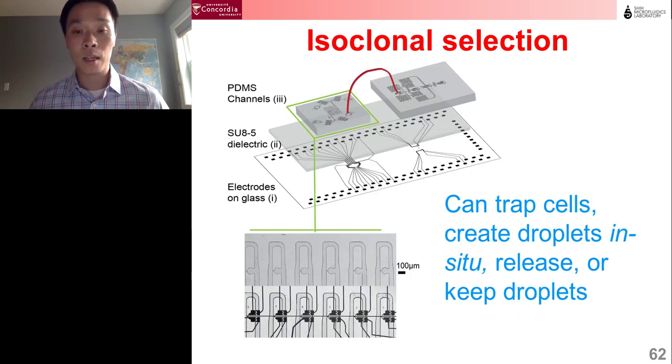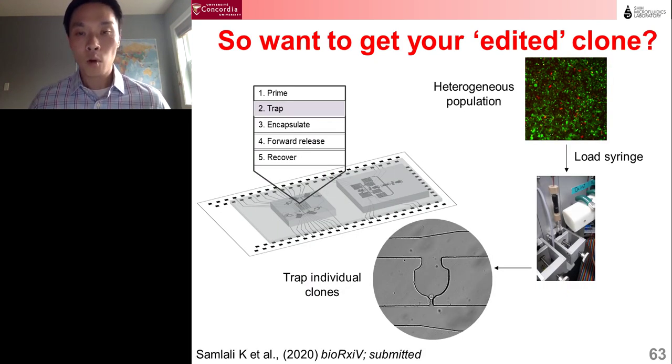In the second part, we can essentially trap the cells, create the droplets in situ, and release them or keep the droplets. Using this functionality, we can then isolate the single clones. There are actually 5 steps that we need to get your edited clone, but here I'll only go through a few steps to give you an idea of how we actually get the edited clone.